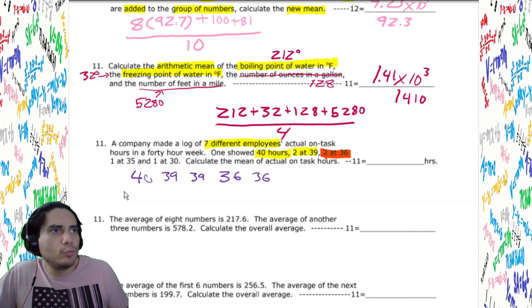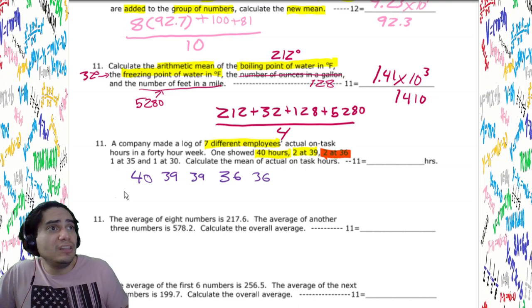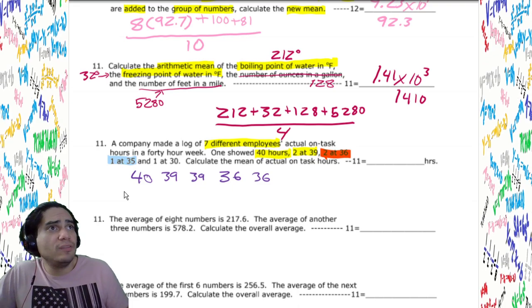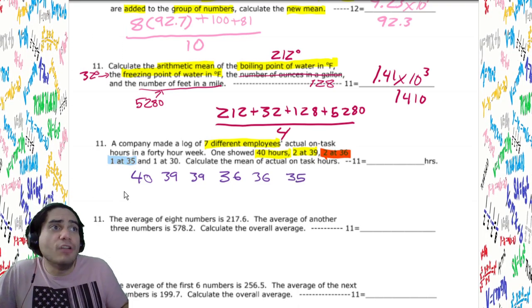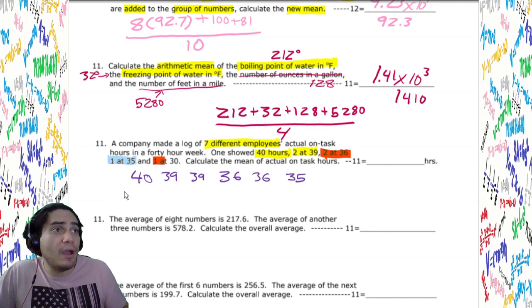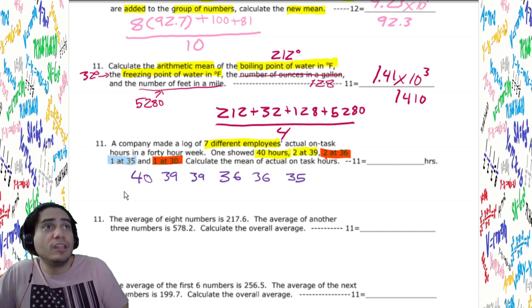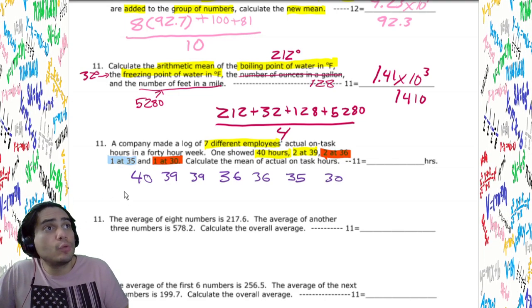So now after we got that going on, we got 1 at 35. As you could see, the next one's 1 at 35. So what we're going to do is add another 35 over here. And we got 1 at 30. So now we're going to put a 30 here. But we got to make sure to read carefully.